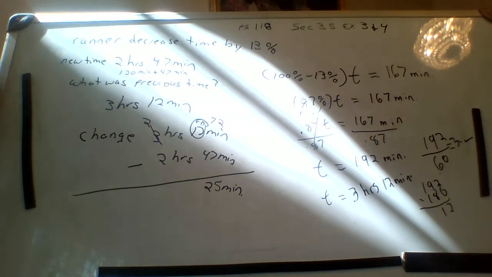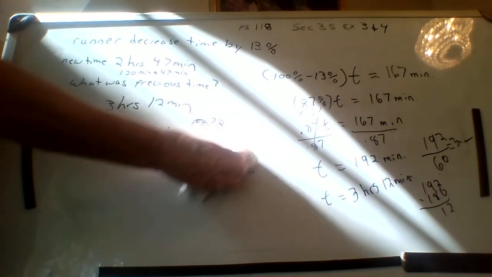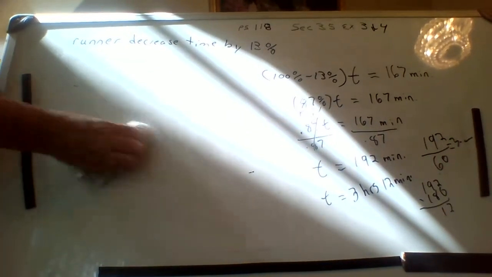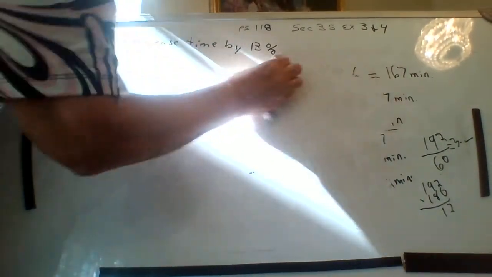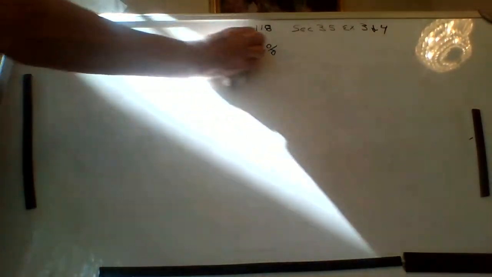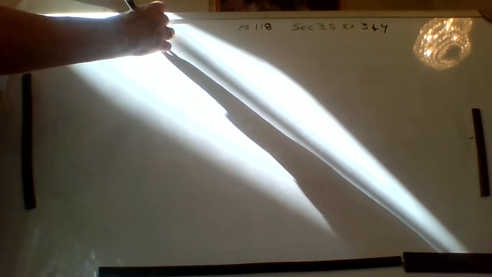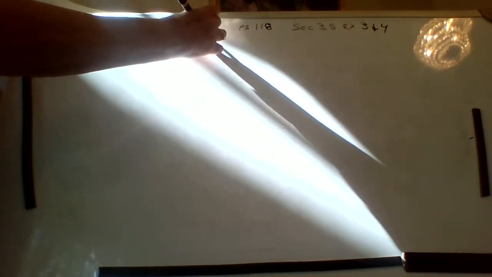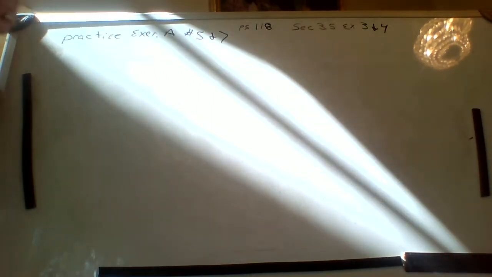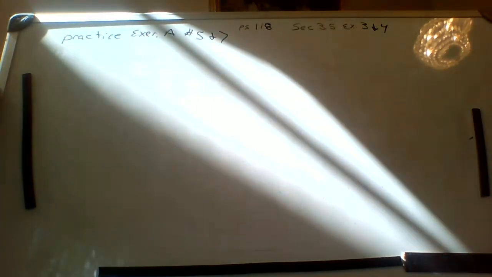That was example 4. Now what I'd like you to do for your practice is go to your practice exercise A, and I would like you to do problems 5 and 7. So you're going to pause the video and do for practice exercise A number 5 and 7, and then come back when you think you have the answer. So that's your practice.